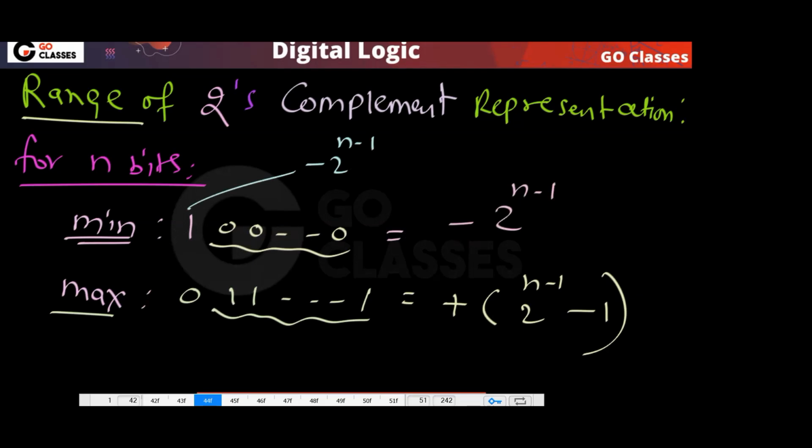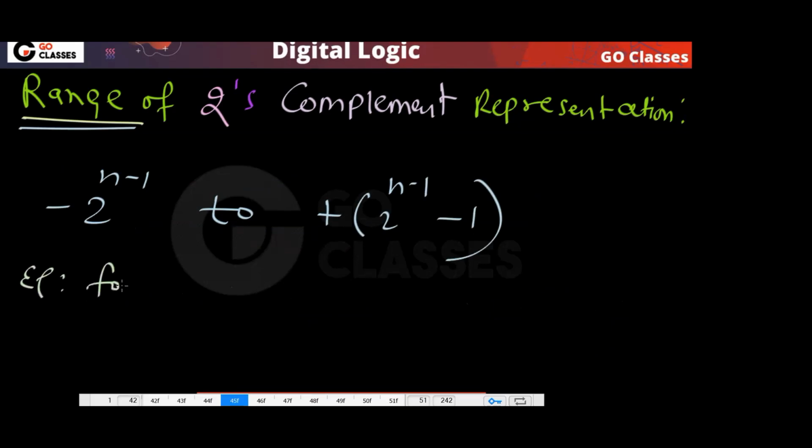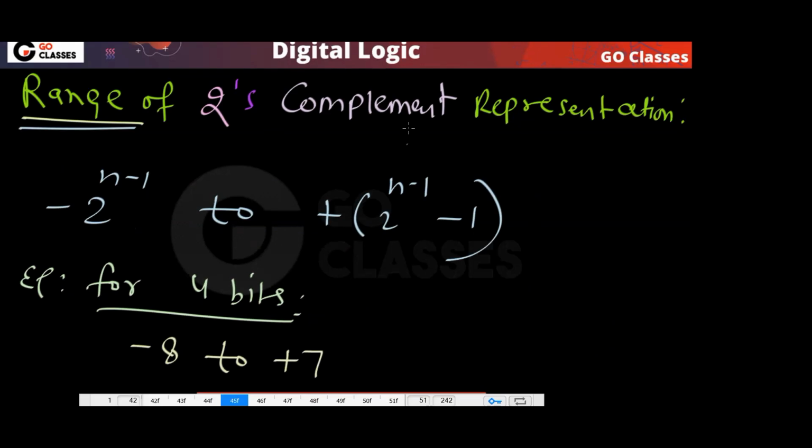So what is the range? The range is minus 2 power n minus 1 to plus 2 power n minus 1 minus 1. So tell me, for example, for 4 bits, what will be the answer? For 4 bits, the range will be from where to where? Minus 8 to plus 7. This will be the range. Correct? Did you get it?